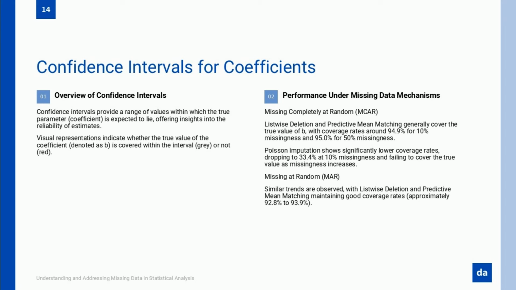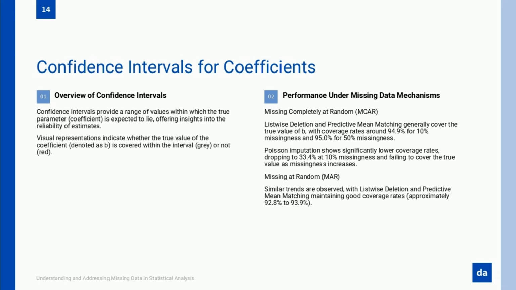The trends were strikingly similar here. Listwise deletion and PMM stayed in their comfort zone with coverage rates hovering around 92.8% to 93.9%. Poisson imputation continued its streak of underachievement, struggling to hit a passing grade. You'd think it was trying to avoid covering the true value on purpose.